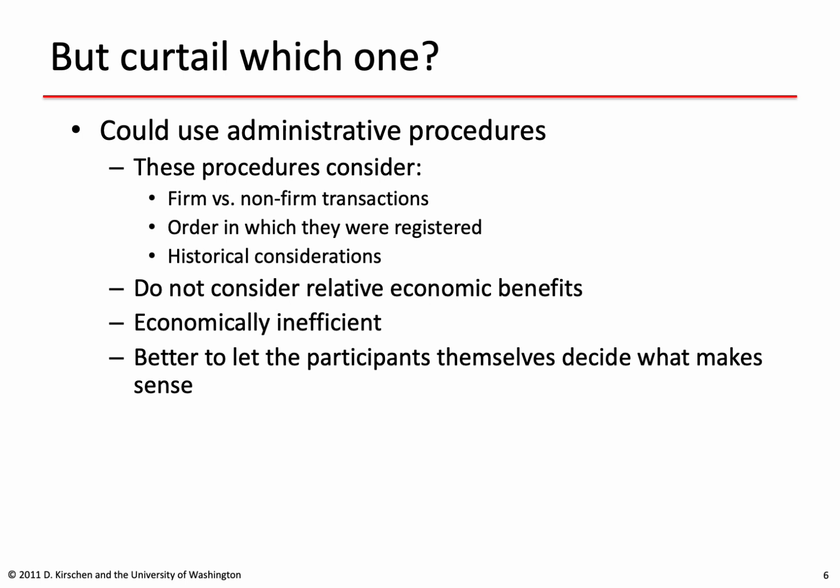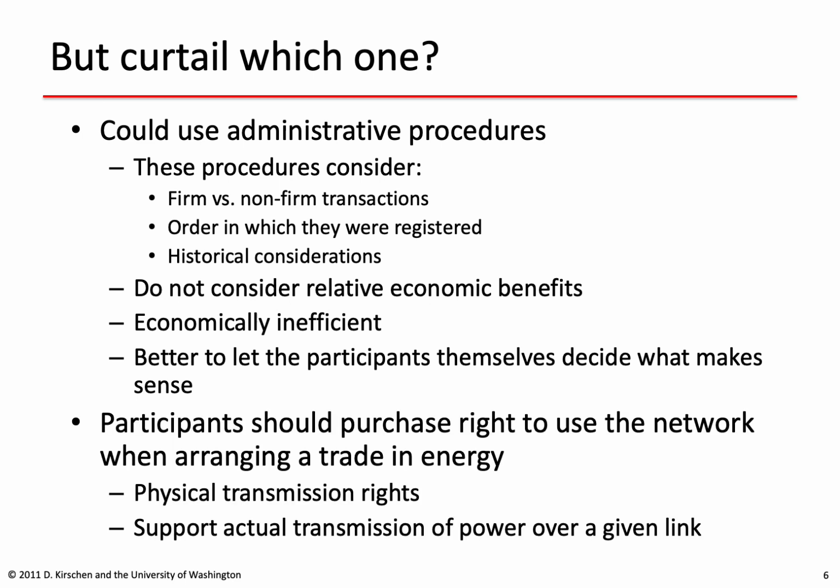The problem with administrative procedures is that they do not consider the relative economic benefits of the various transactions, and therefore they are economically inefficient, because the more economically efficient transaction might end up being curtailed. So it would be better to let the participants themselves decide what makes sense from an economic perspective. So one approach would be to say that the participants should purchase the right to use the network to trade in energy. And this leads to the concept of physical transmission rights. And those physical transmission rights are intended to support the actual transmission of power over a given link.